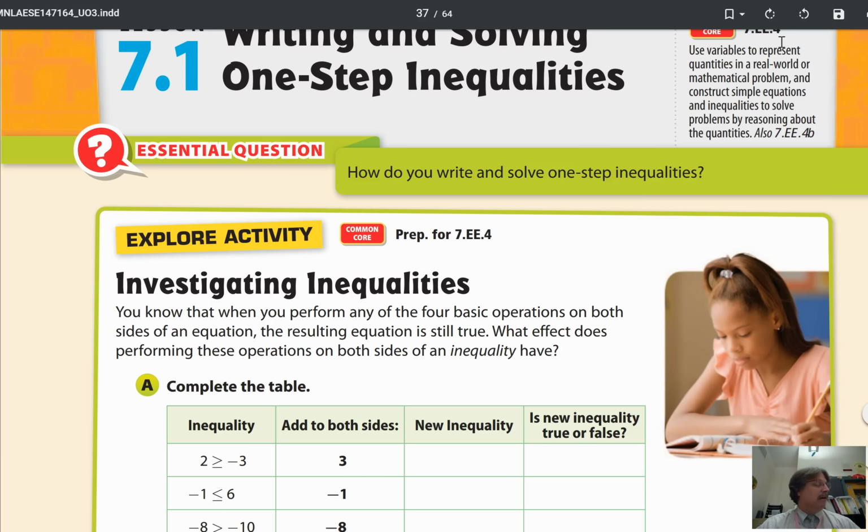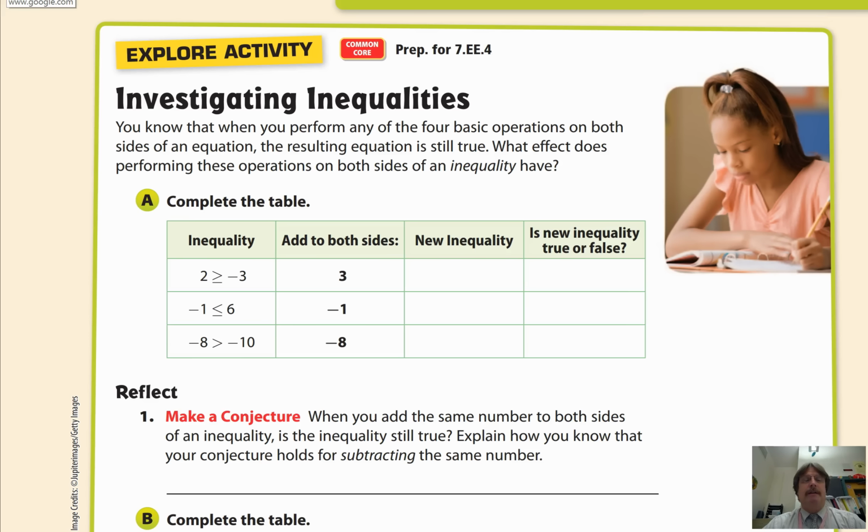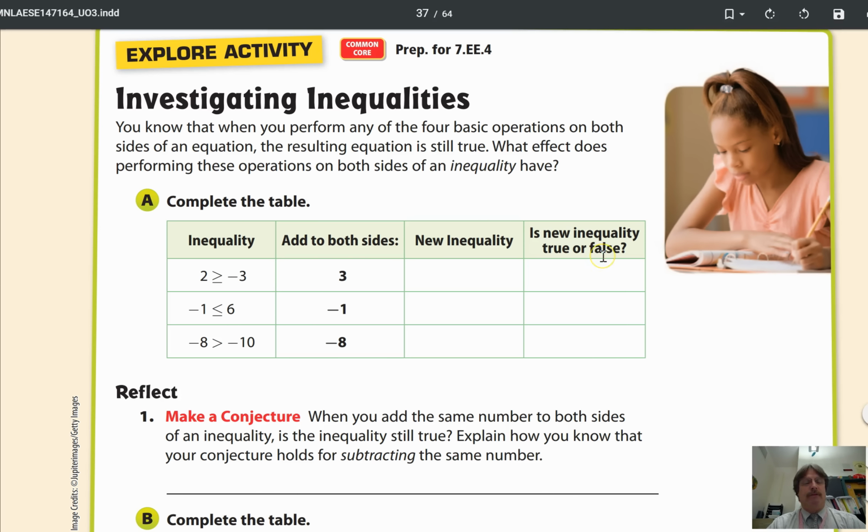And then to check our solutions of an inequality, you choose a number in the shaded part of the number line, substitute it into the original inequality, and see if it solves. Looking here at the explore activity number 1, we have to complete the table and decide whether the inequality is true or false.